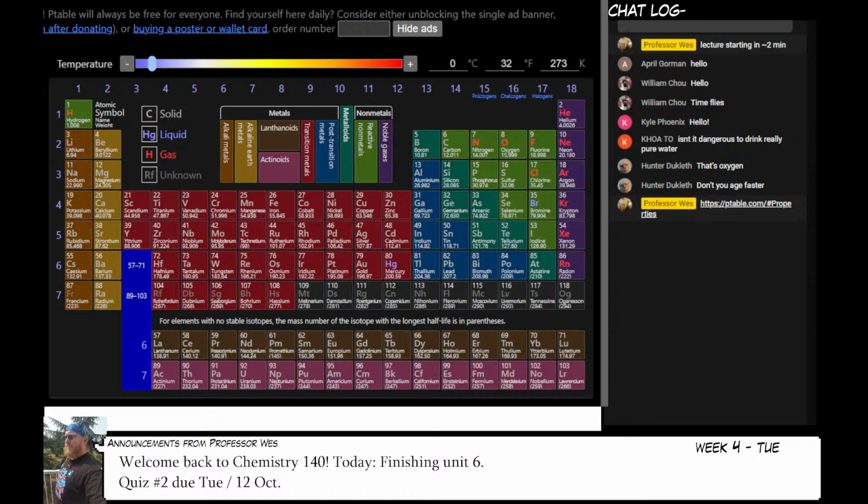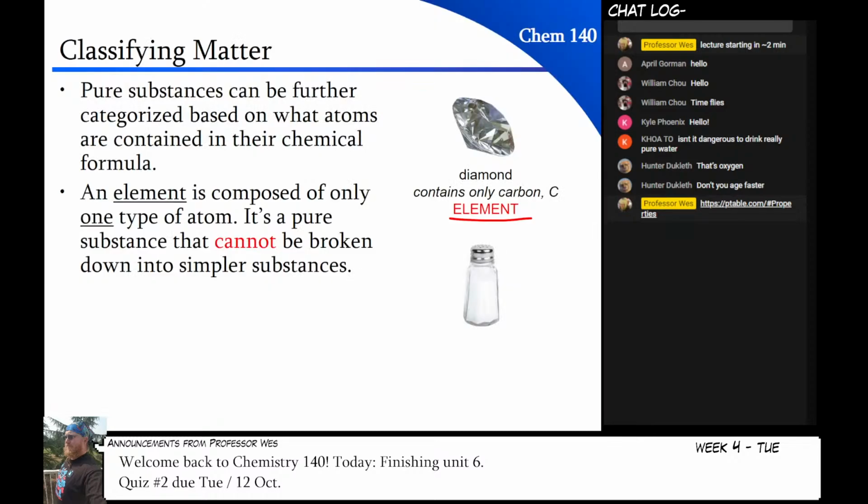Now, we're going to define what an atom is in Unit 7. That's going to be later today in the second half. But for now, just think of an atom as little entities that have names. Some of the atoms are named hydrogen, other atoms are named oxygen, other atoms are named carbon, other atoms are named molybdenum, and so on and so forth. If you have only one type of atom in your substance that you are examining, we're going to call it an element.